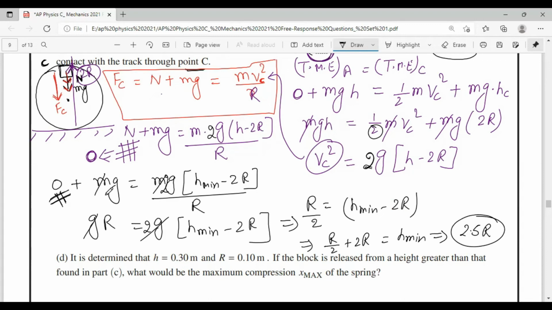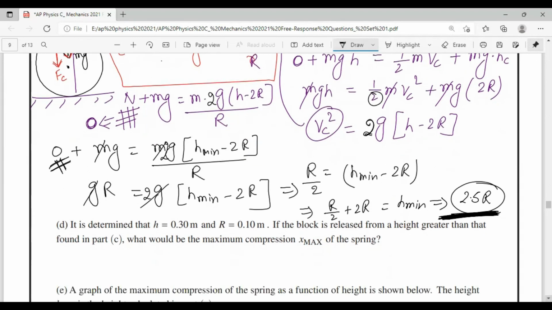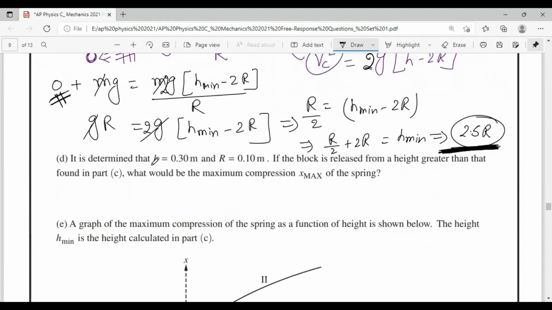So to be on the safe side, the height should be greater than this value. As soon as your height is greater than 2.5 r, this N will never be 0. This N will always be greater than 0. So that's the logic behind this solution. So it is determined h is equal to 0.3 r, 0.3 meter, sorry, and r is equal to this, if the block is released from a height greater than the height found in part C. So we have taken a higher height.